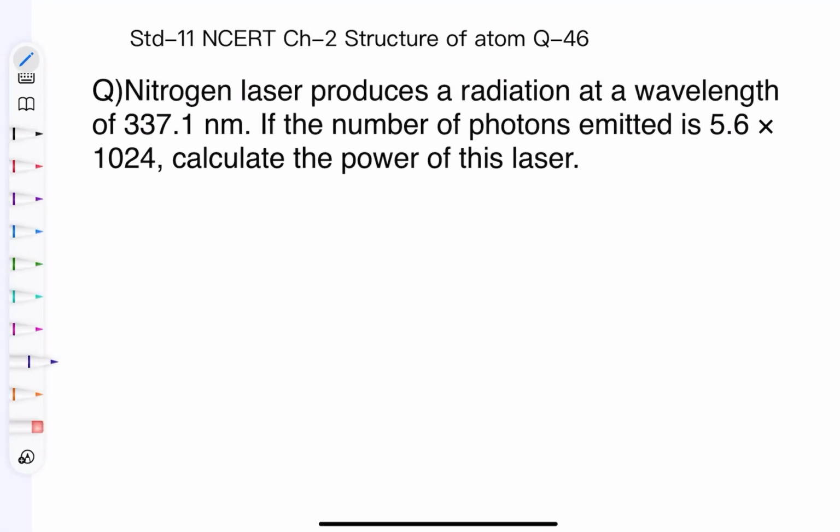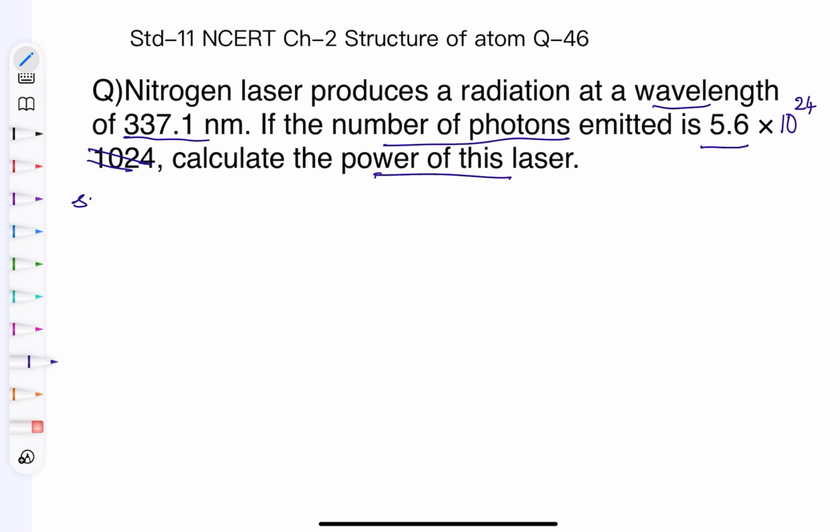Okay students, let us try to solve this question. A nitrogen laser produces radiation at a wavelength of 337.1 nanometer. If the number of photons emitted is 5.6 into 10 to the power of 24, calculate the power of this laser.